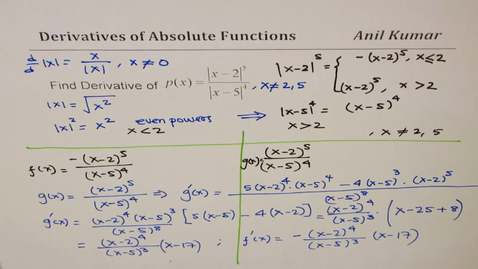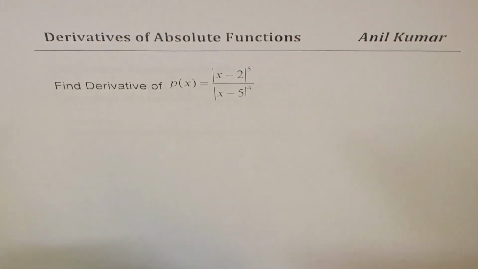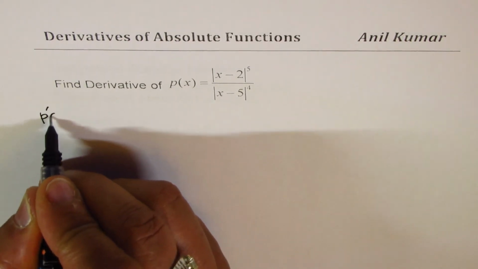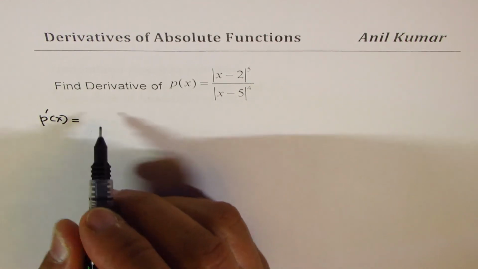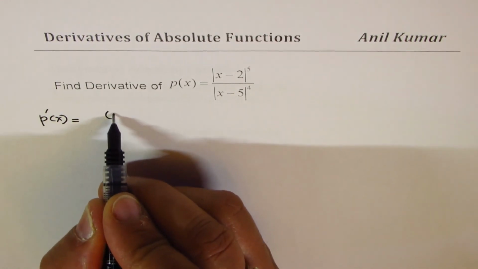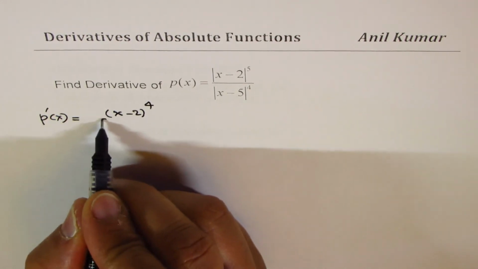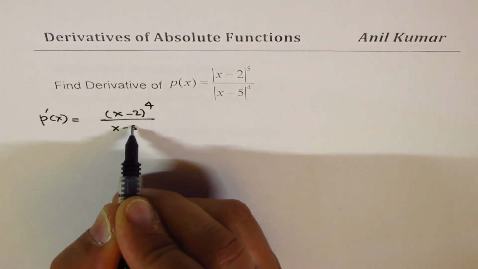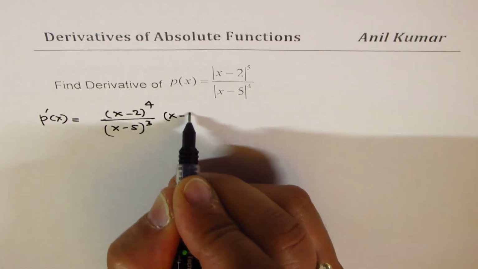Now, you could also have a different approach towards this. Let me write down the derivative of this function here. We can say that the derivative of the function is indeed equal to, say, (x minus 2) to the power of 4 over (x minus 5) whole cube times (x minus 17).